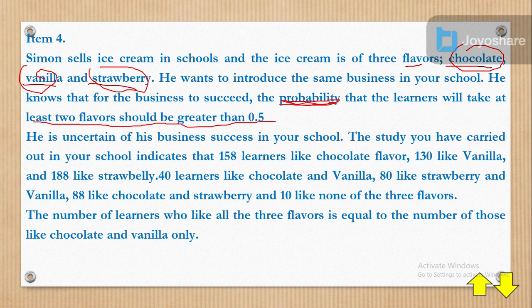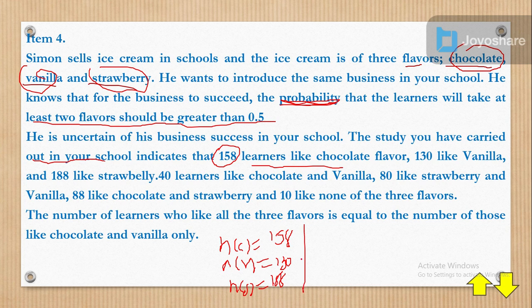The study I've carried out in your school indicates that 158 learners like chocolate. So that means that, let's make our summary here. Number in chocolate, we shall call it C. Number in chocolate is 158. Okay, 130 like vanilla, so that is number in V. We have it as 130. Very good. And 188 like strawberry, that means that number in S is equal to 188. That's the first summary. We are summarizing at once.